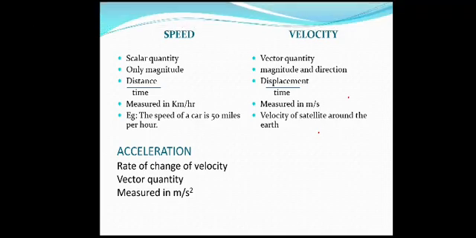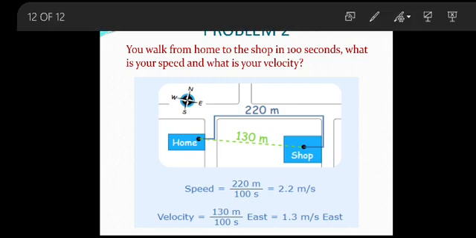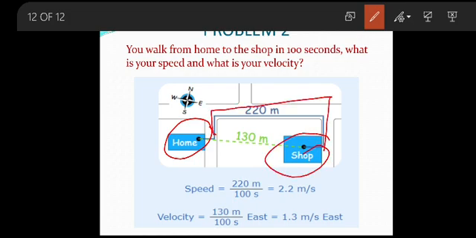Next, let us solve a problem. You walk from home to the shop in 100 seconds. What is your speed and what is your velocity? This is a diagrammatic question, you can refer to the picture. This is your home. This is the shop. You can either choose this path. If you choose that path, the distance is 220 meter. If you follow the shortcut route, that you usually follow when your mother asks you to buy something, you just follow the shortcut paths and run to the shop. So if you follow the shortest route, it is 130 meter.